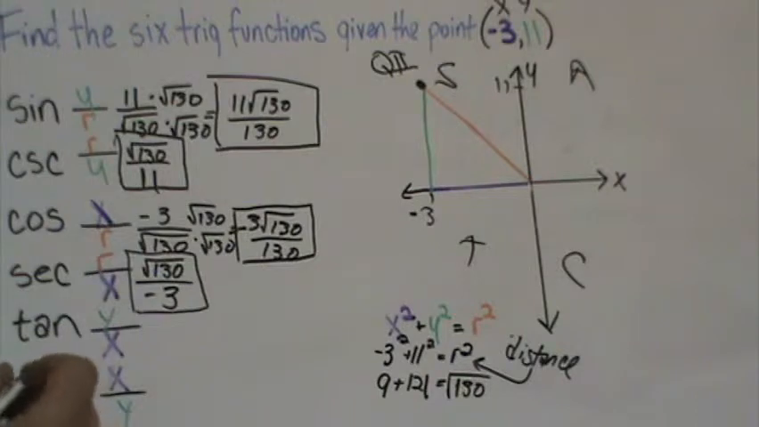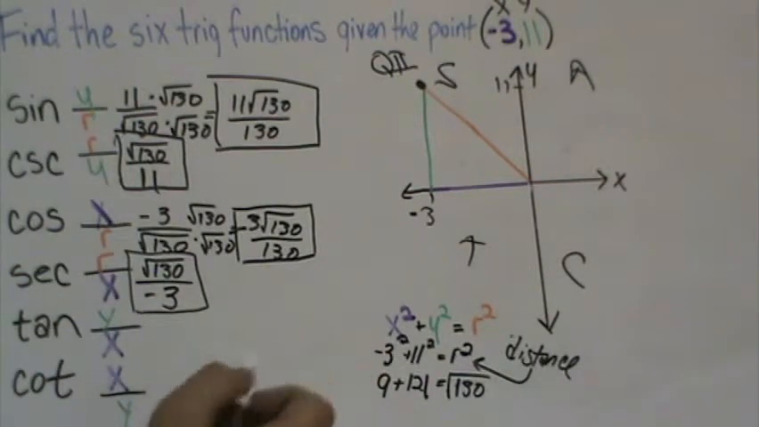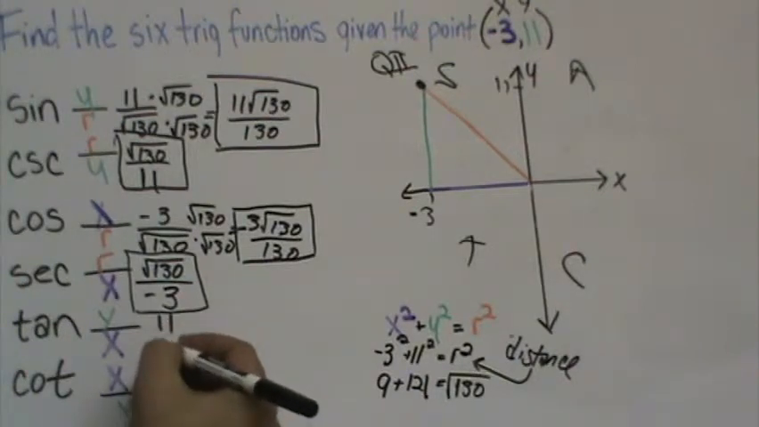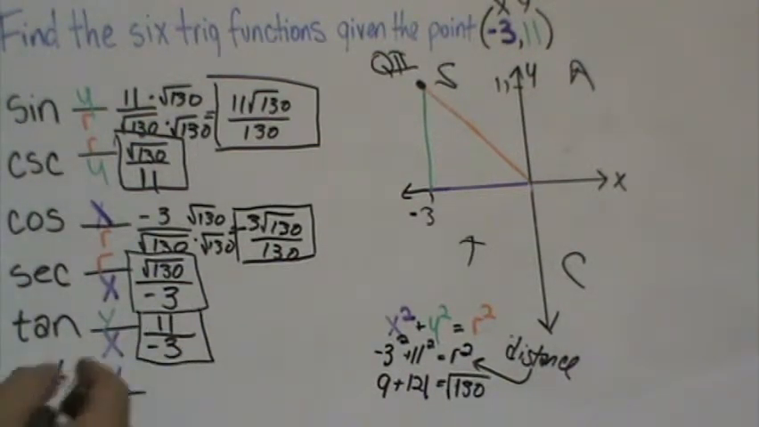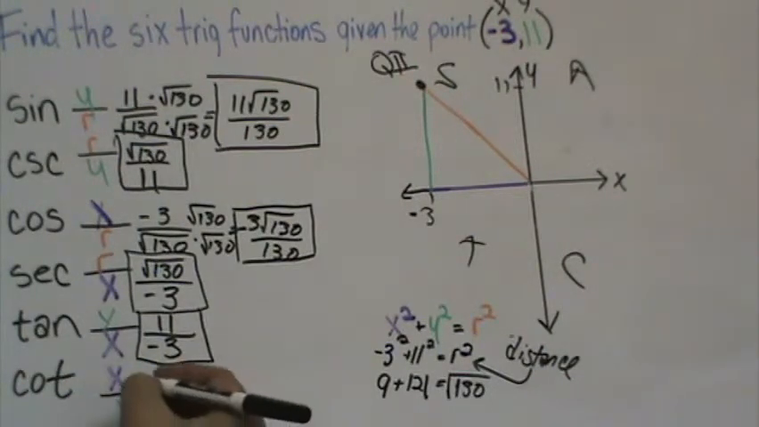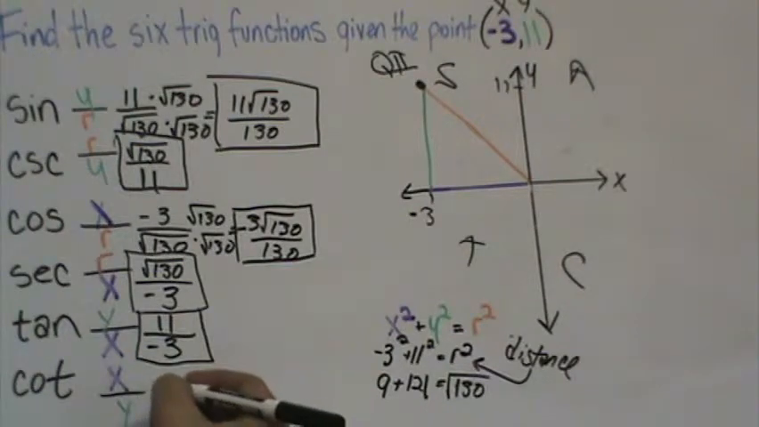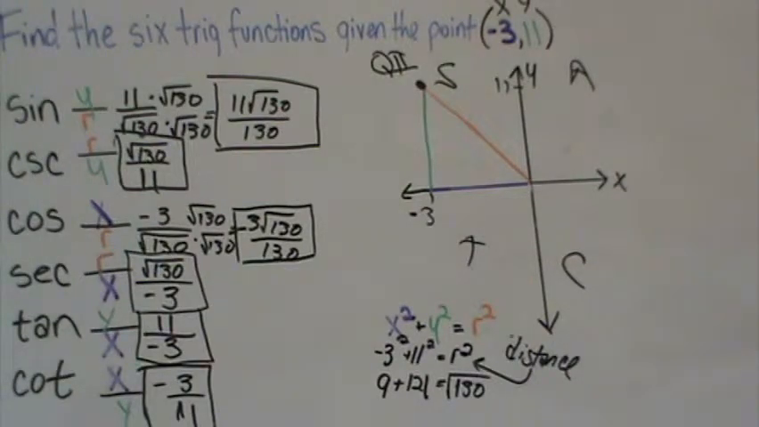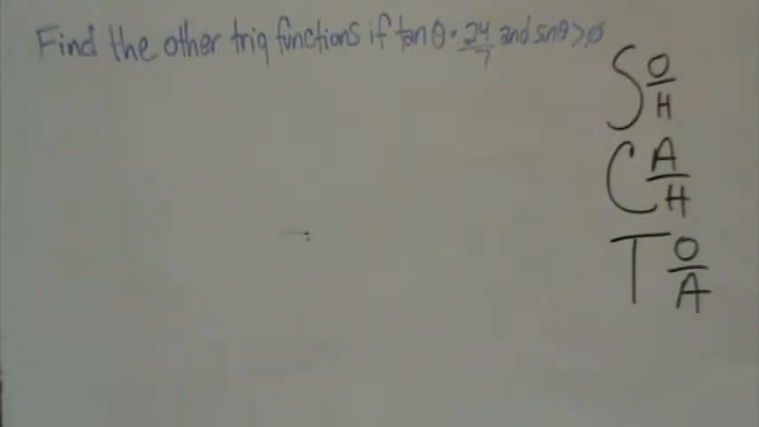Okay, so what is tangent? What over what? It's y over x, right? So we know y is 11 and x is -3, and that's actually the answer. Now since we found tangent, cotangent is just the reciprocal, so it's x over y, which is -3 over 11. And now we have found all 6 trig functions given the point (-3, 11). Now let's do another problem.